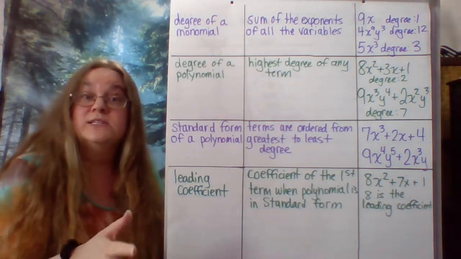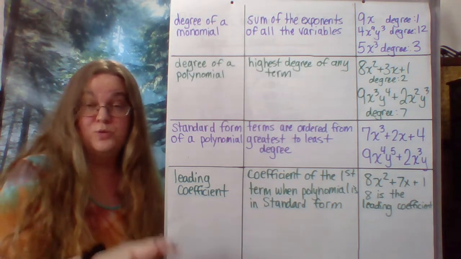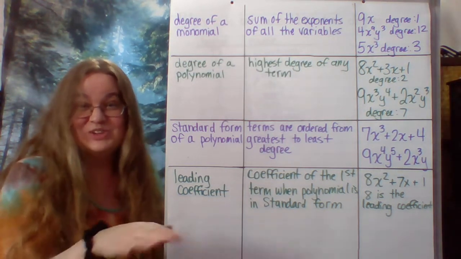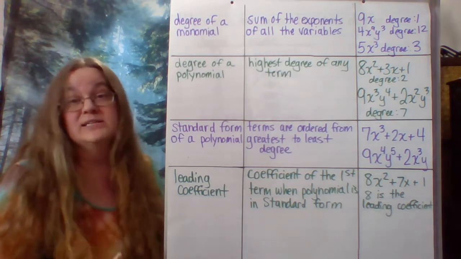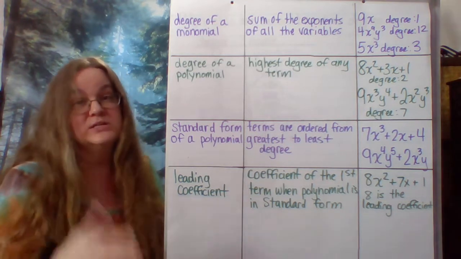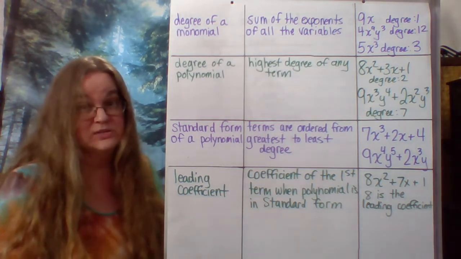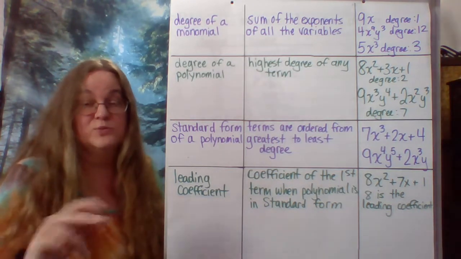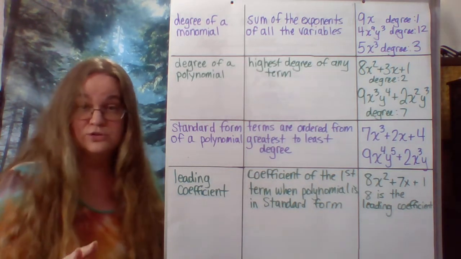Okay, this is not to be confused with your product rule. So don't start thinking that you can combine the x and y exponents. You can't. It's a different skill. So we're just looking at the degree, and the degree is the sum of all the exponents no matter what the bases are. But the product rule, you have to have the same base, and that's when we're multiplying together to simplify. So those are two different skills.